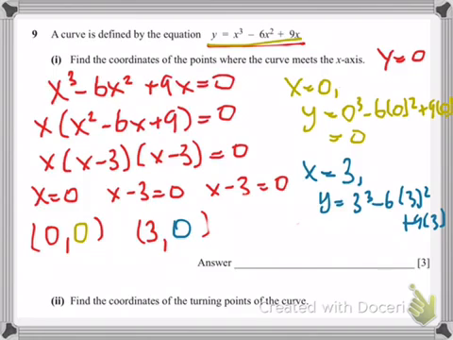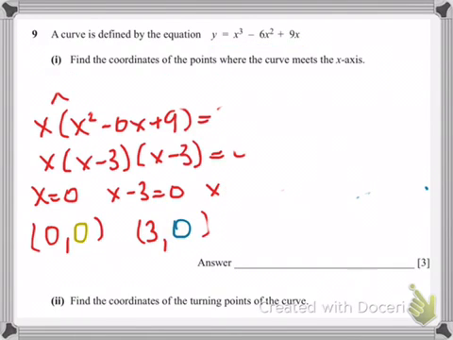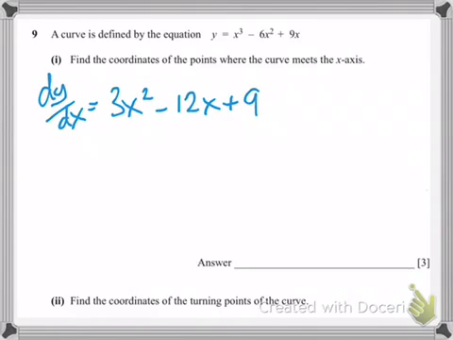Now find the coordinates of the turning points of the curve. Okay, so let's just clear this here, and we'll find the coordinates of the turning points of the curve. Now, we know at a turning point the derivative is equal to 0. So if we differentiate this, dy dx is equal to 3x squared minus 12x plus 9. So that's the derivative, and we can put that equal to 0.